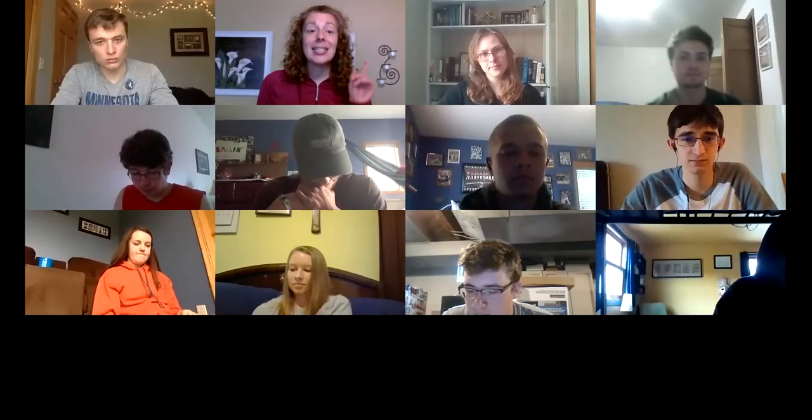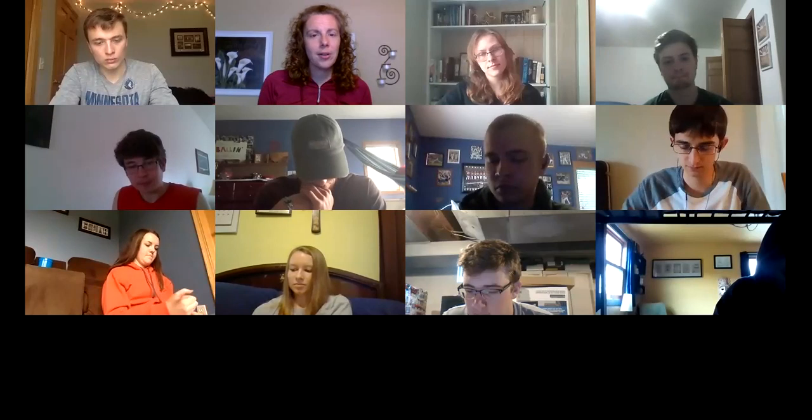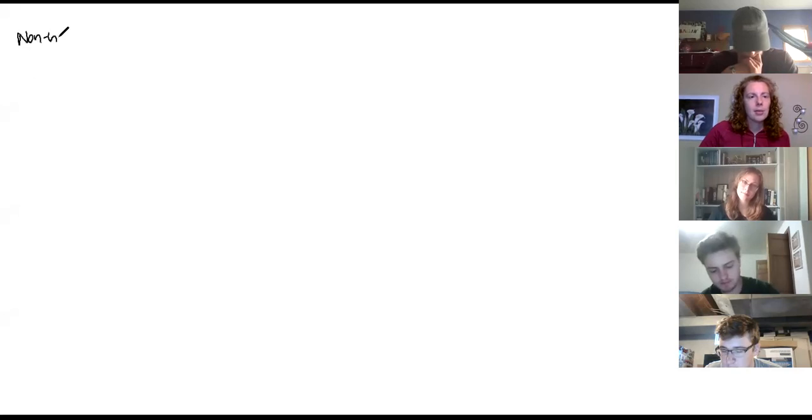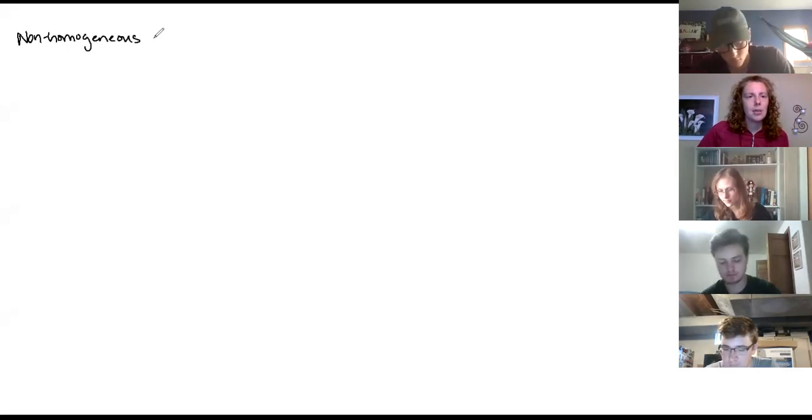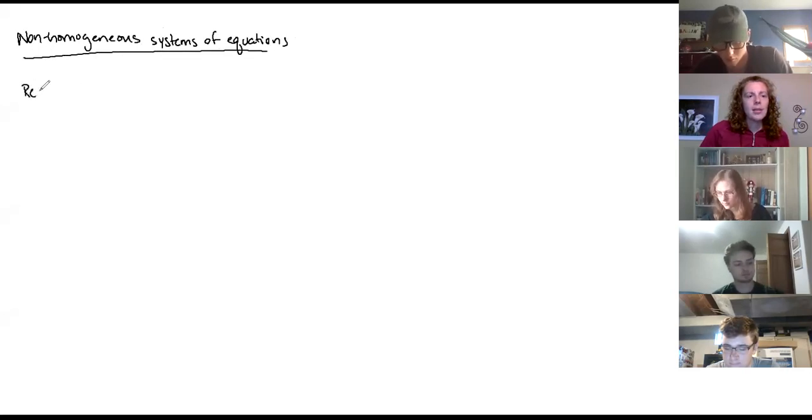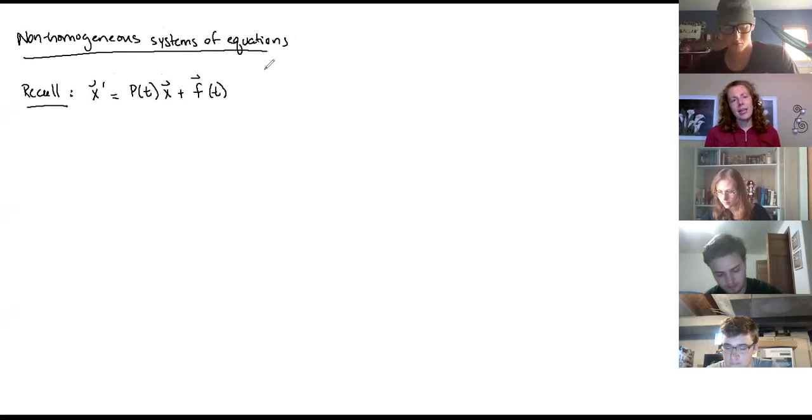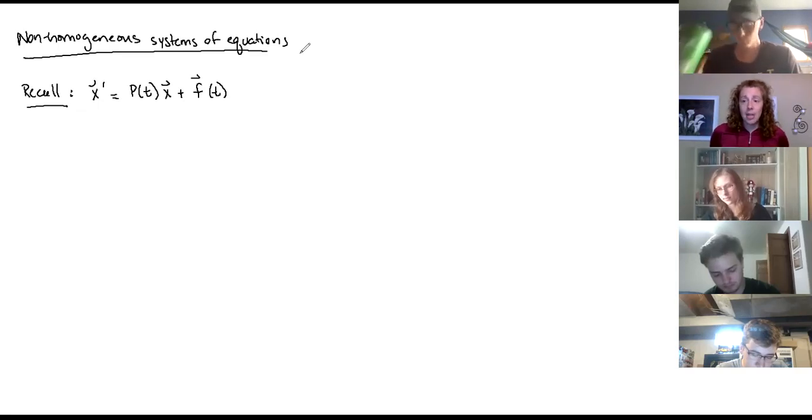Last thing for today is non-homogeneous equations. That's the one other thing that we want to talk about today, non-homogeneous systems of equations. Here's my recall. We can make a system of equations look like this: vector x prime equals P of t times vector x plus vector f of t. That's what a system of equations is going to look like. Yes, that's how we wrote it yesterday.